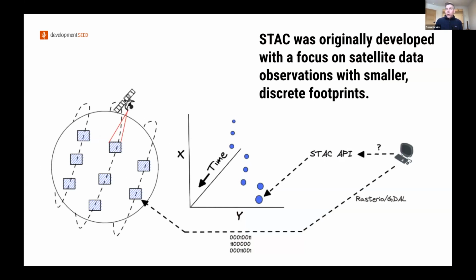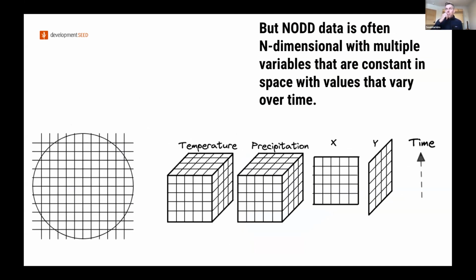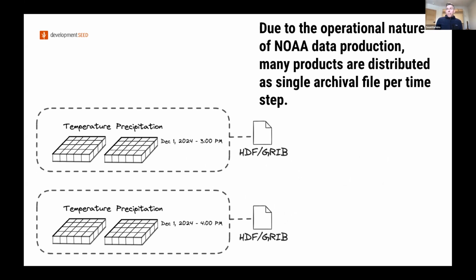Stack was originally designed with a focus on satellite observations with small discrete footprints. But a lot of the NOD data is really not in this model. It's more n-dimensional data with multiple variables that are constant over space and time and are distributed as gridded data sets with a regular grid. We've seen this with some of the presentations today. Due to the operational nature of NOAA data production, all of these data sets get produced as single archival files per time step for a global grid.